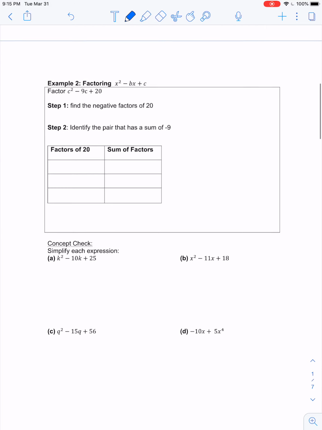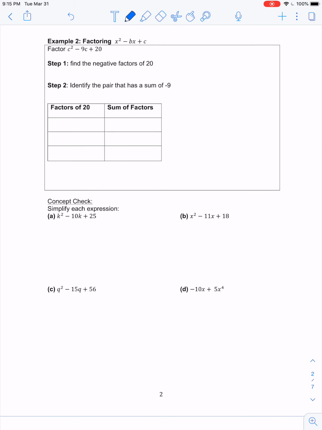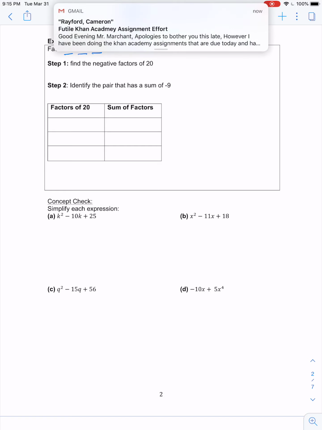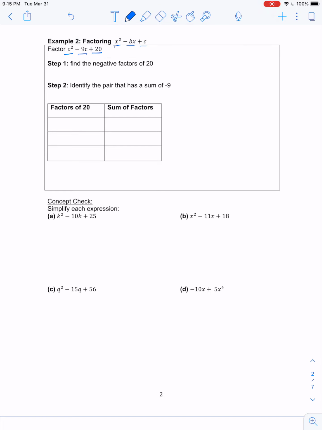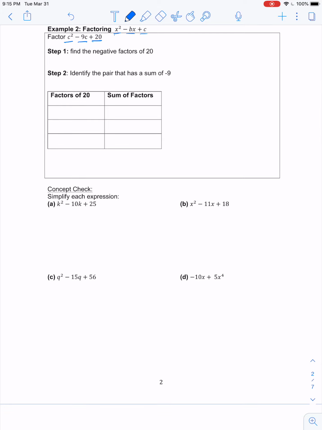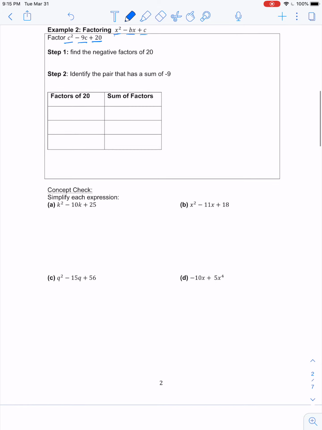So let's move on. Example 2 is factoring x squared minus bx plus c. Let's look at this first example. We have c squared minus 9c plus 20. So x squared minus bx plus c is the format. Don't worry as much about the letters. It could be any letter, right? But let's look at the format. Okay, so c squared minus 9c plus 20.